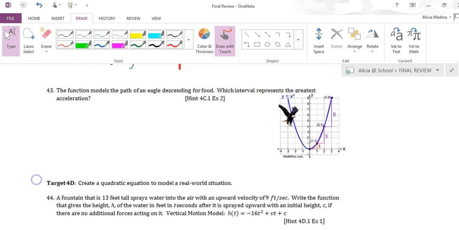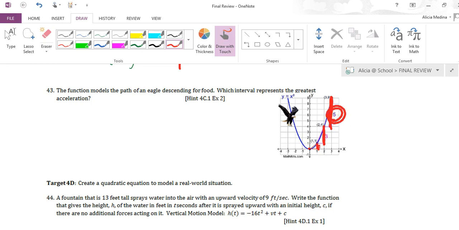The function models the path of the eagle descending for food. Which interval represents the greatest acceleration? So here I'm looking for whenever I have the biggest number. So looking at here, what's nice is that it's already kind of labeled for me, right? This one goes up 1 over 1, so we notice here that this is 1. This goes up 3 over 1, so this is going up by 3. And this is going up 5 over 1. So where is the biggest acceleration? That would be that acceleration of 5.